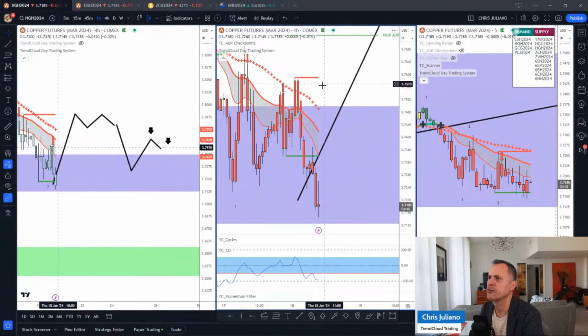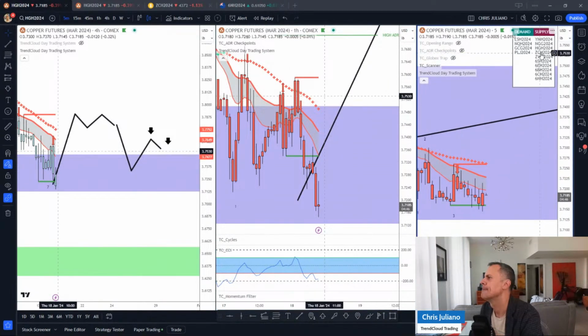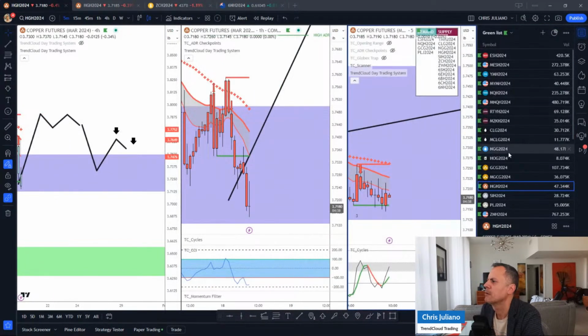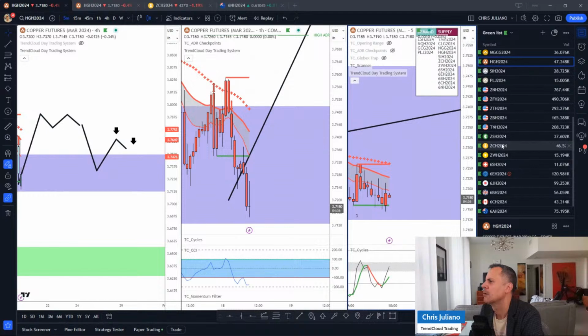What is going on with TradingView? Okay. Flashing back and forth here. Corn is also on the list.